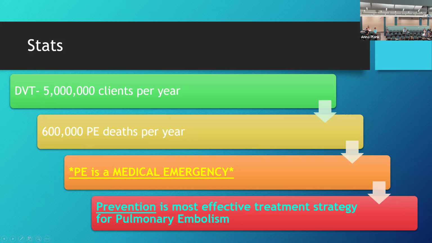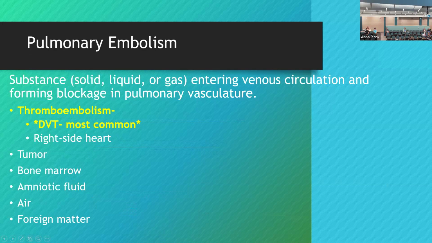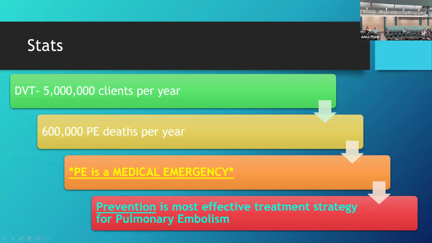Sorry, on the first slide where it says the right side heart under the thromboembolism, does that mean it's more common in the right side? More common in the right side. Yep, those are more common in the right side. Okay, good. Okay, so best way to prevent a PE is to have a good strategy to begin with, right?